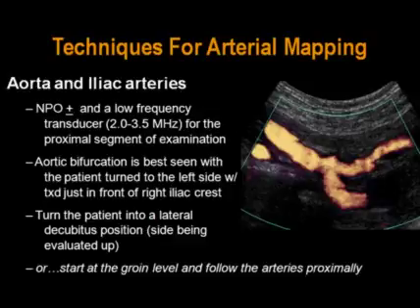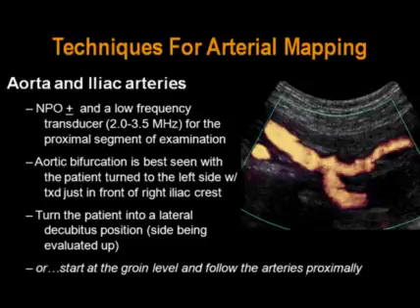However, we find that this is not always necessary, and my recommendation would be to use the highest frequency transducer available that allows you to see all the vessels of interest. The aortic bifurcation is best seen with the patient turned to his or her left and with the transducer position just in front of the right iliac crest. And if you do that, you can produce images such as the one that I show here with the aorta and the right and left iliac arteries very nicely seen.